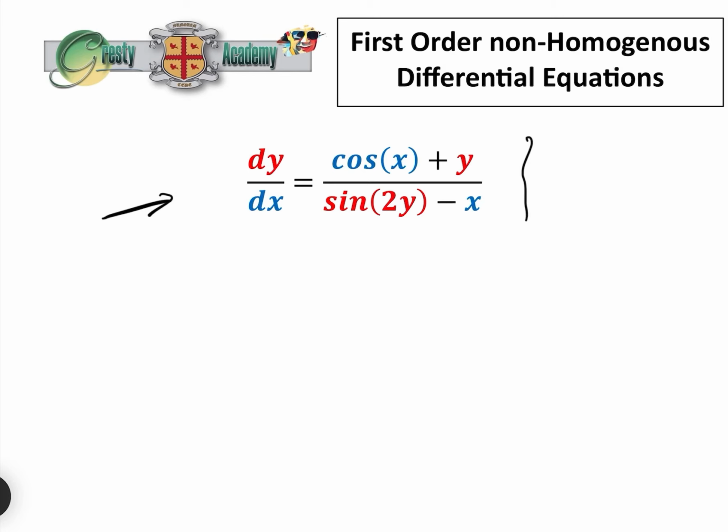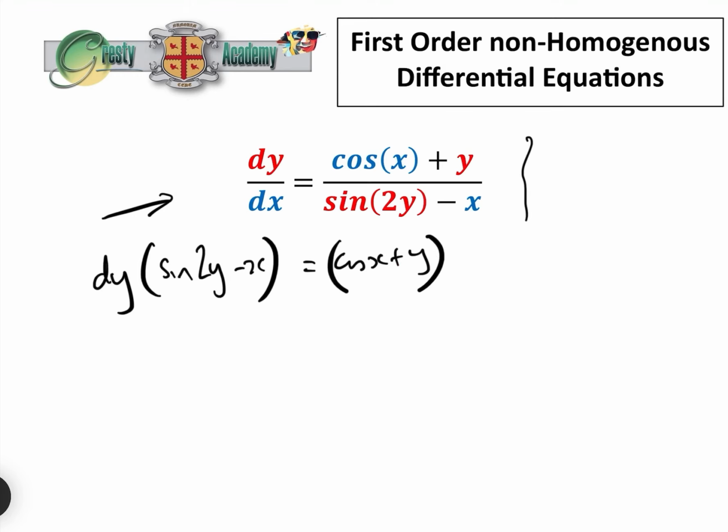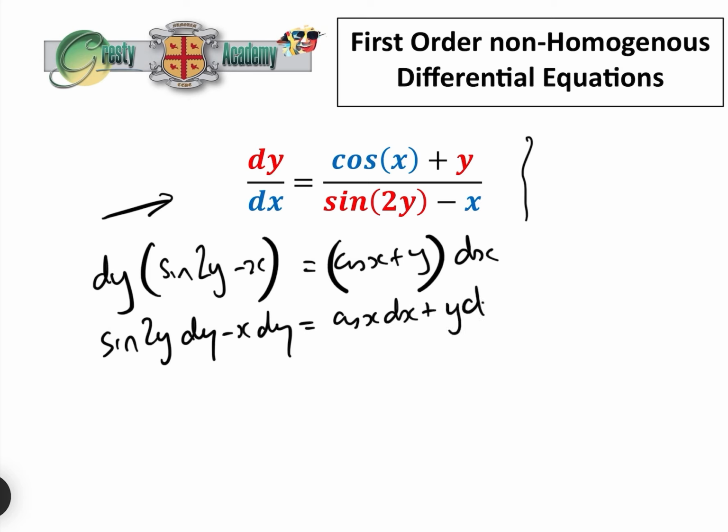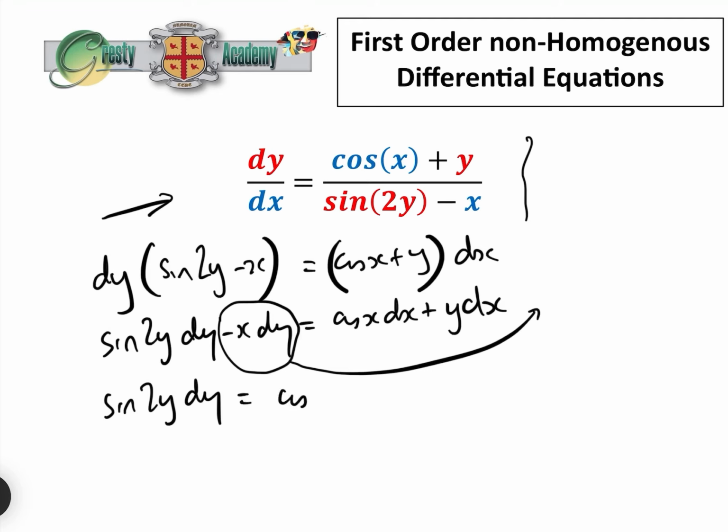Okay, so let's just answer this. So let's just go dy times sine 2y minus x equals cos x add y dx. Okay, and let's expand all this out. That's sine 2y dy minus x dy equals cos x dx add y dx. Okay, and here is the trick. What I'm going to do is take this and move it over here so that we're going to get sine 2y dy equals cos x dx add y dx add x dy.